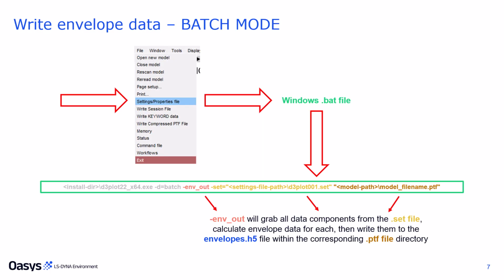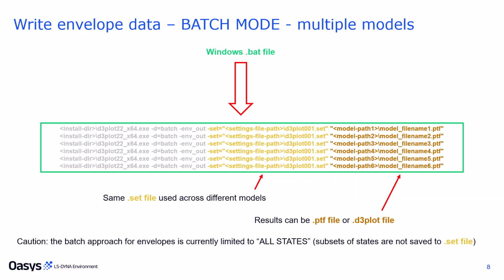It is also now possible to write envelope data using batch mode. The first stage is to read the model into D3PLOT with one window per data component of interest and write out a settings file. Within a new Windows BAT file, the following command can be used to calculate envelope data for each data component within the previously written settings file, and then write them to an envelopes.h5 file within the corresponding analysis results directory. Scaling this up to multiple models simply involves replicating the same command, modified to point each line to a different analysis results directory.